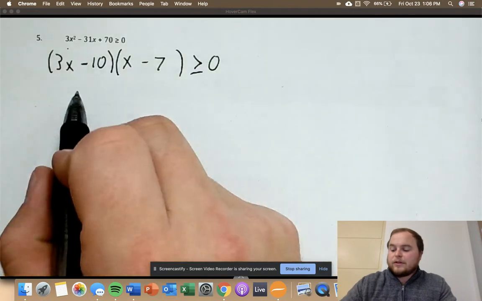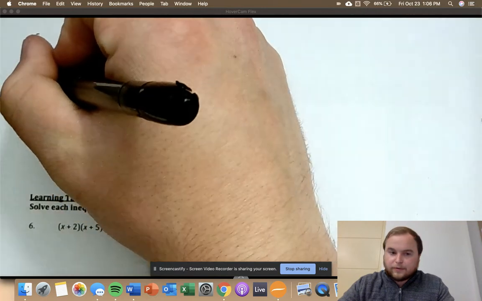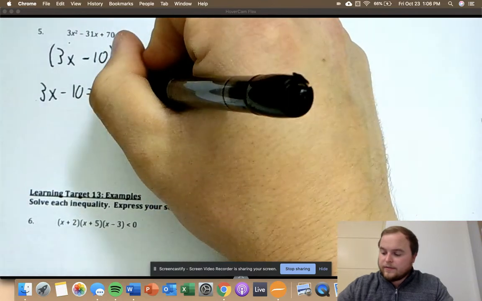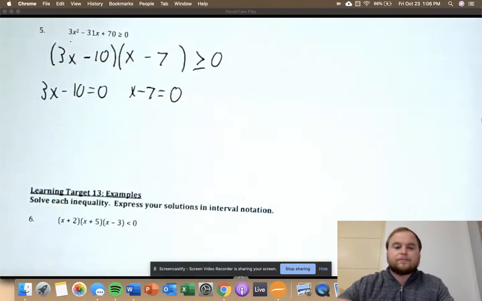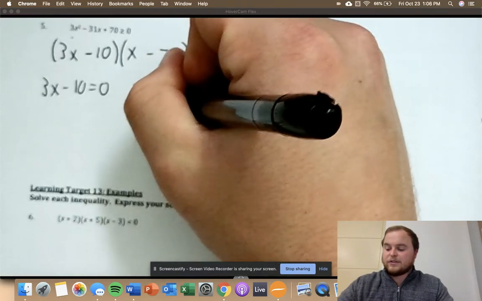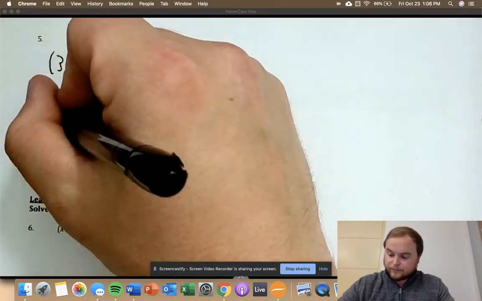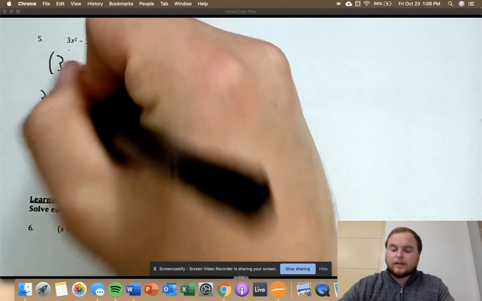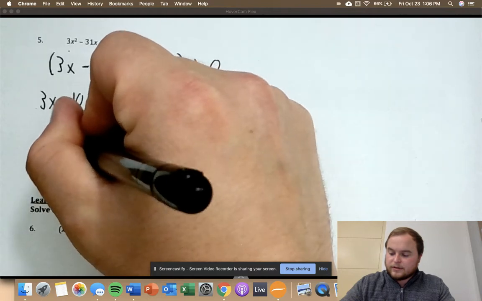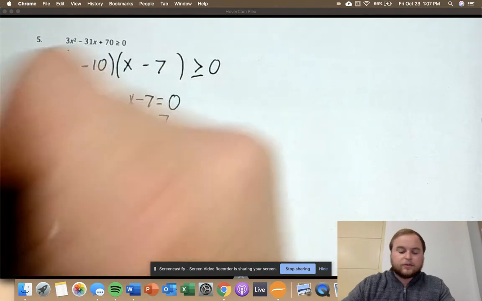Next, I have to set these factors equal to 0 and solve. So I have 3x minus 10 equals 0, and x minus 7 equals 0. This one on the right, nice and easy, we just get x equals 7. For the other one, I'm going to add 10 over, and I get 3x equals 10. Then I divide by 3, so I get x equals 10 over 3, which I can rewrite as x equals 3 and 1/3.